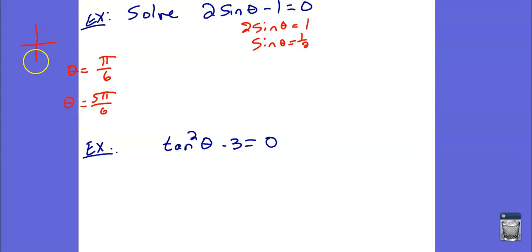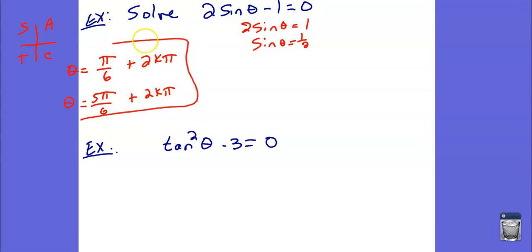And I just want to keep reminding you, all students take calculus, so we know it's in the first and the second quadrant. And then plus, we want to know all theta, so 2k pi. So these would be my answers for all theta.